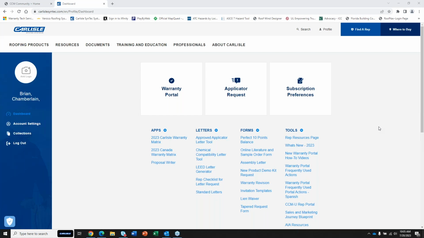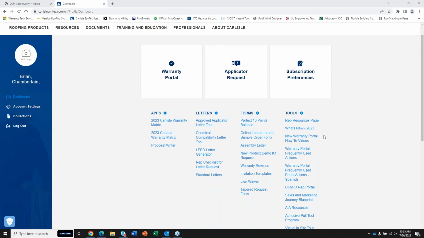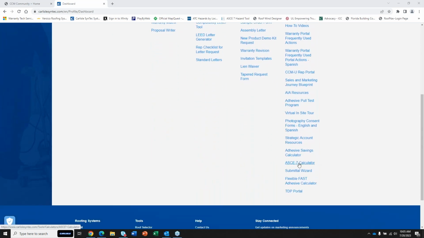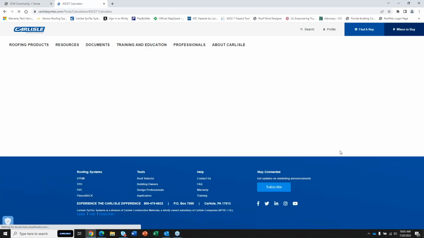The first thing to note is where to find the calculator. For most of you, it will be on your dashboard, which is password protected. So once you get there, you get your password. And then under Tools, we basically scroll down until you find the ASCE7 calculator. We click on the ASCE7 calculator.